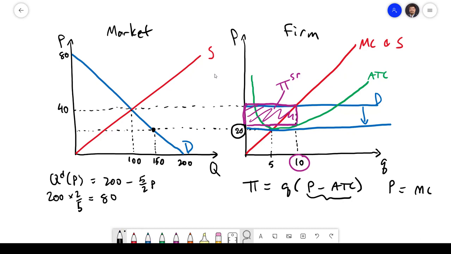Now on the market side, we have a new supply curve because more firms have entered the market. This is going to rotate our supply curve to the right, or clockwise, until it crosses through our new equilibrium. And that is going to be our new supply curve, which was 15P over 2.